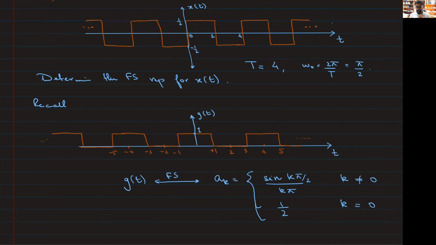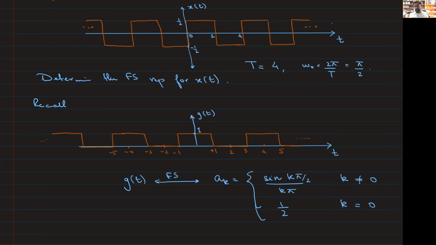Okay. Now here's the question. Can you write x of t as a function of g of t? In other words, is there some manipulation that you can apply to g of t so that you get x of t from there? What do you think? How is x of t related to g of t? Because if I can find that relationship, perhaps through some shifting or through some additions or through some multiplications, I can then apply the linearity and the shifting property together and say कि g of t को तो मैंने निकाल लिया हुआ है.